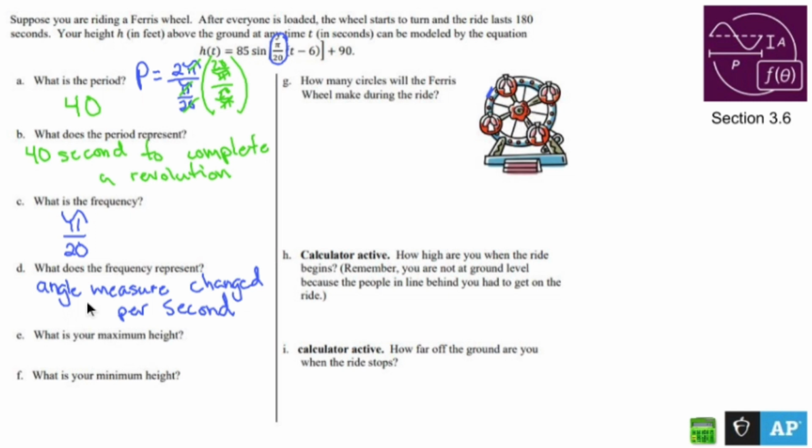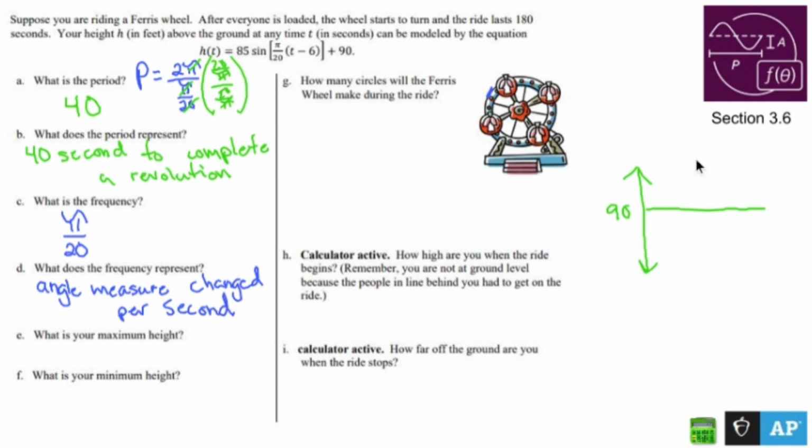What is your maximum height? Well, let's clean this up a little bit. What we do know is that 85 represents the amplitude, and 90 represents the midline. So you have a midline right here at 90. The amplitude is not the very tippy top to the very bottom. It's the distance from the midline to the tippy top and the distance from the midline to the very bottom.